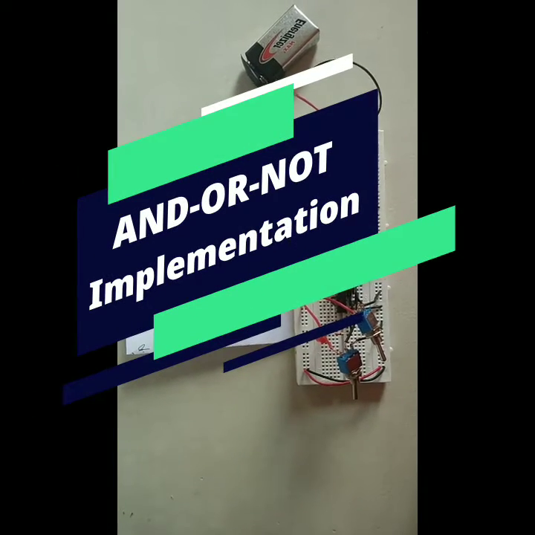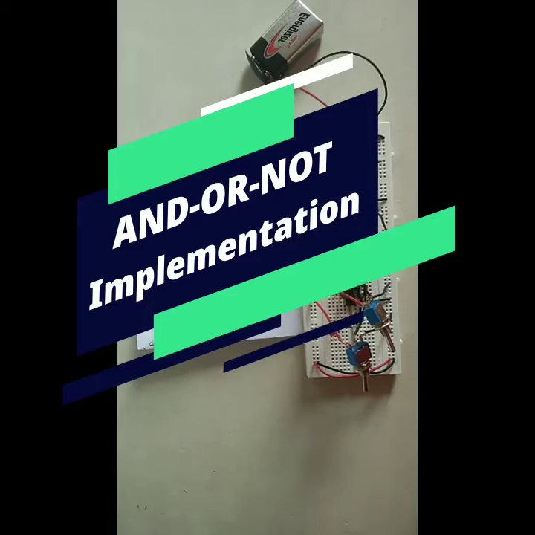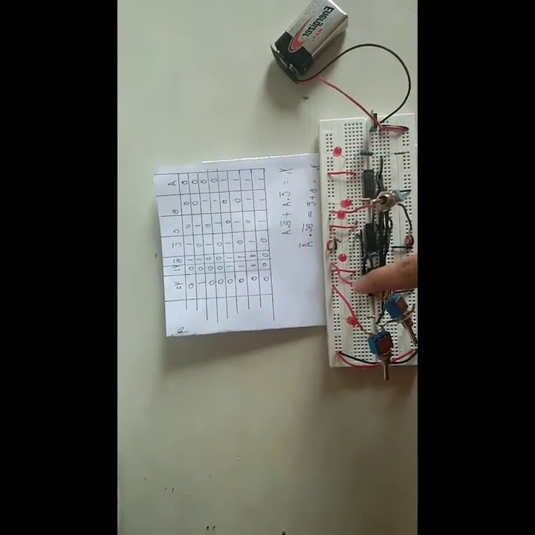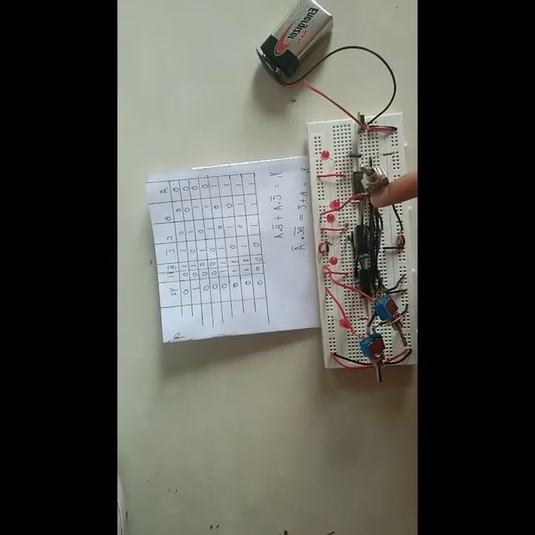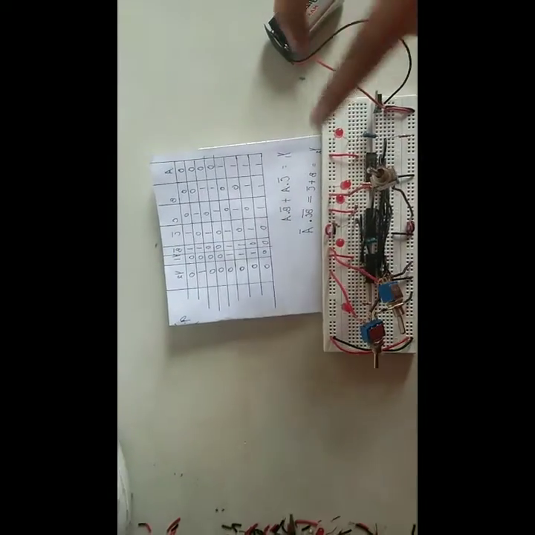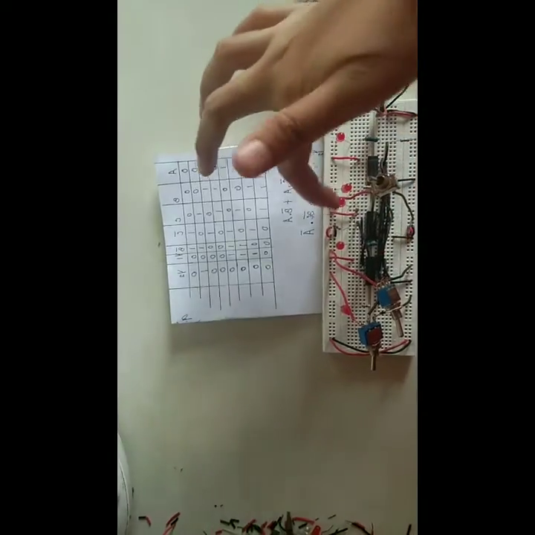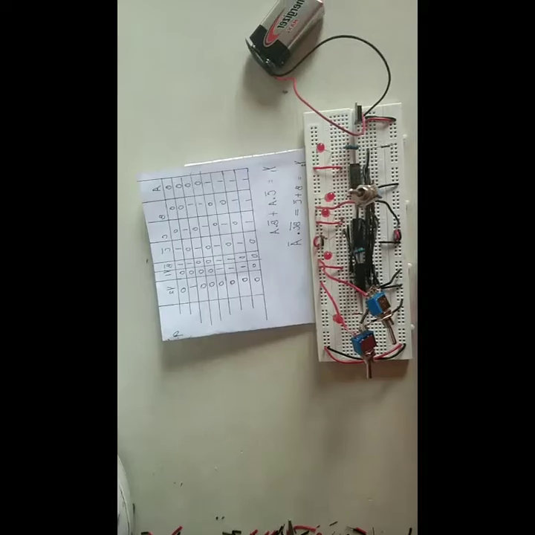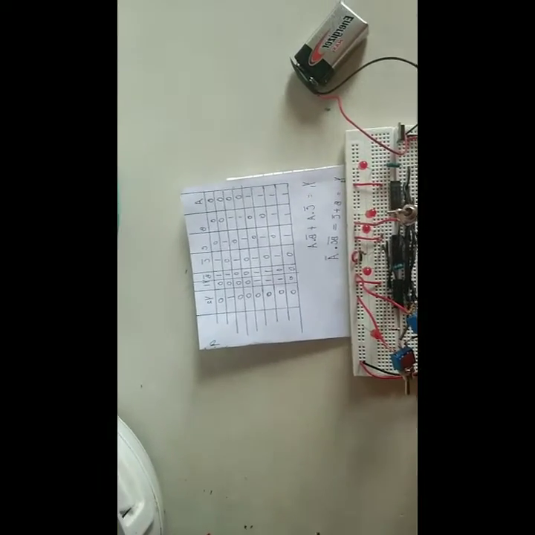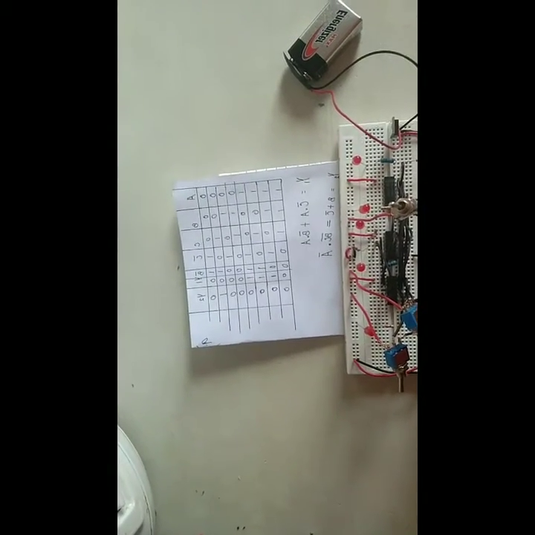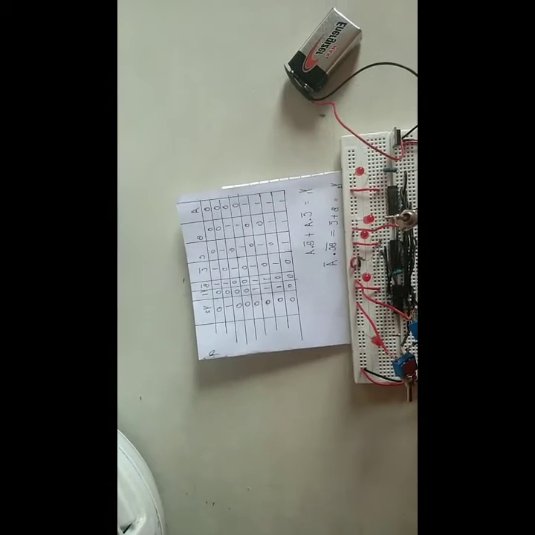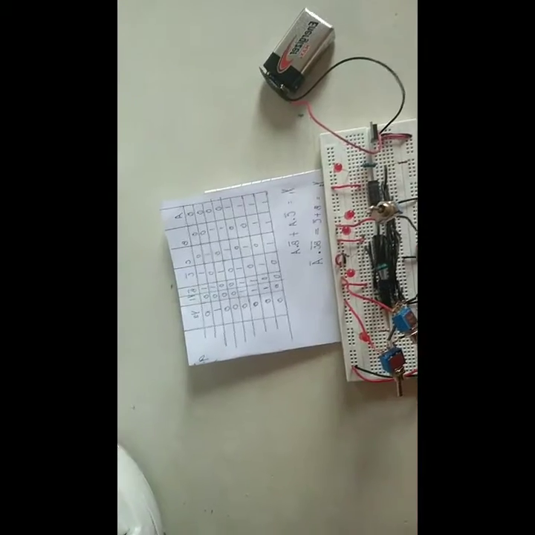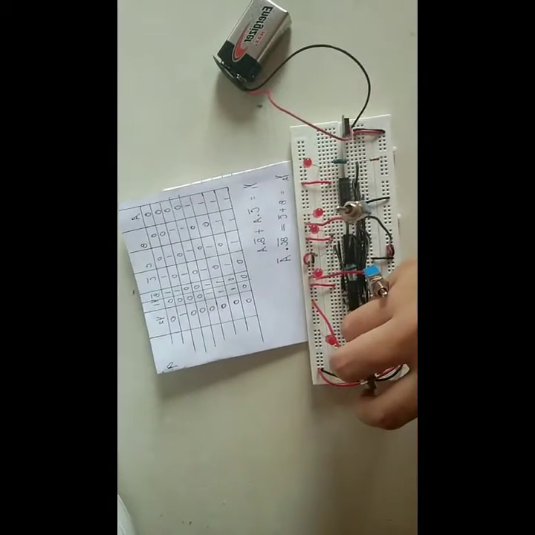OR and a NOT gate combination. IC 7432, IC 7408, and IC 7404. Input A, input B, and input C. Output Y1 and output Y2. If input A, B, C is 0, output Y1 and Y2 is also 0. If input A, B is 0 and input C is 1, output Y1 is 0 and output Y2 is 1.